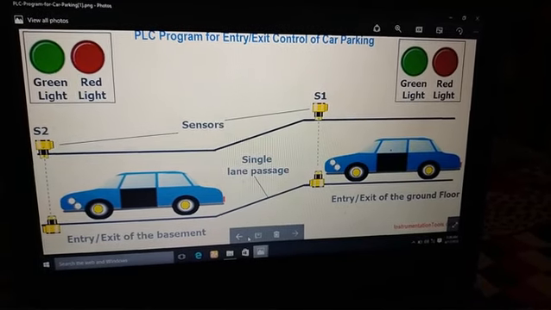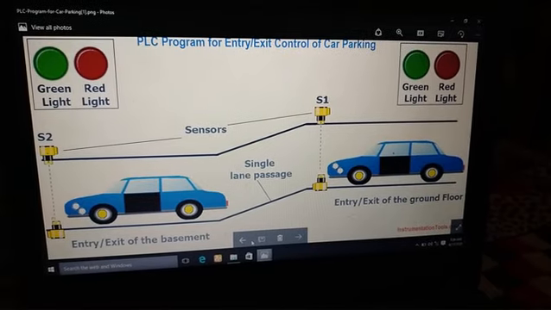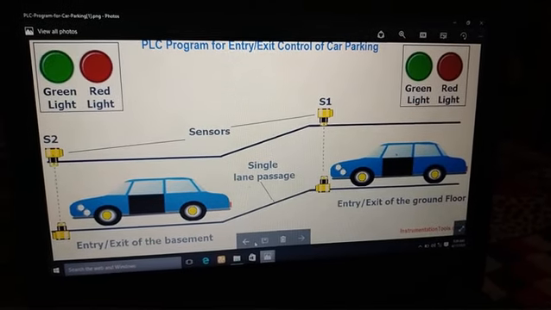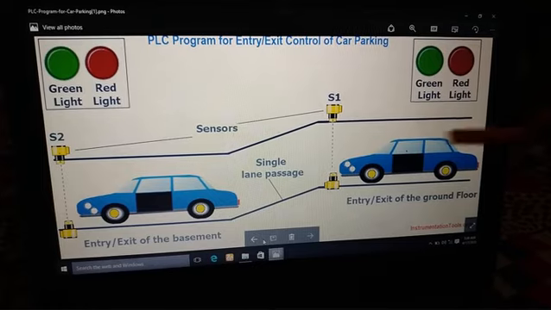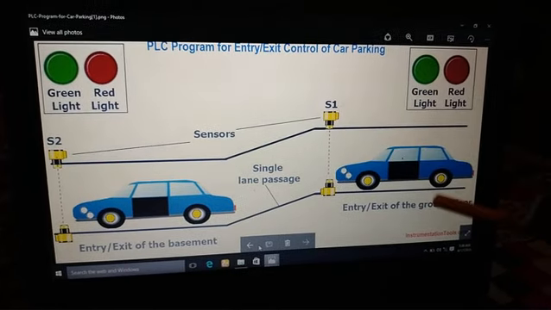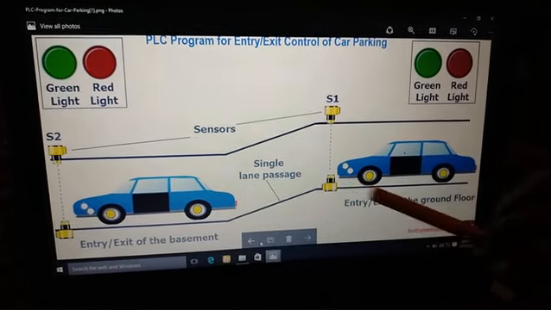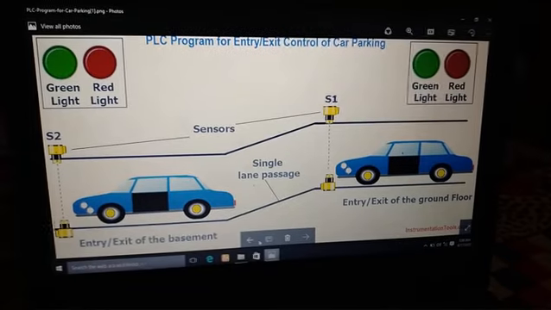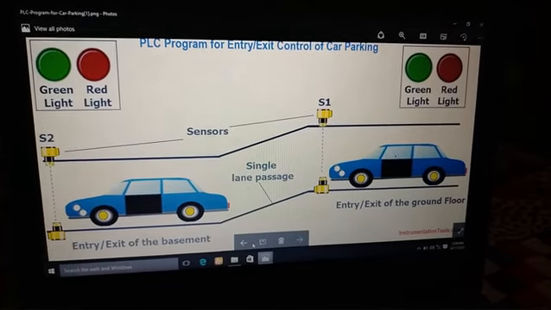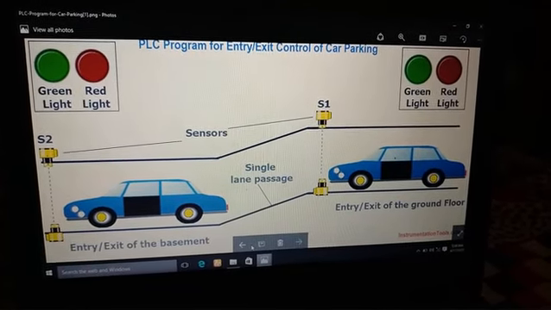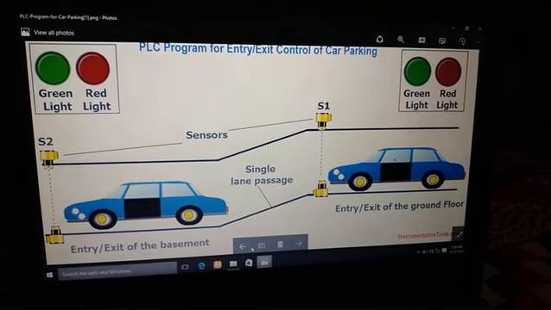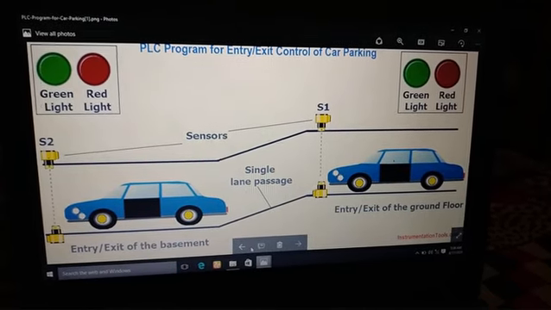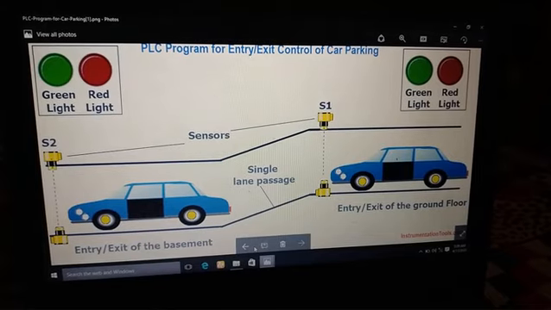When a car enters the passage from the entry at the ground floor, both red lights will be on. That is the red light at the ground floor, and at the basement both red lights will be on. Other cars entering and leaving is prohibited during this process, until the car passes through the single passage.